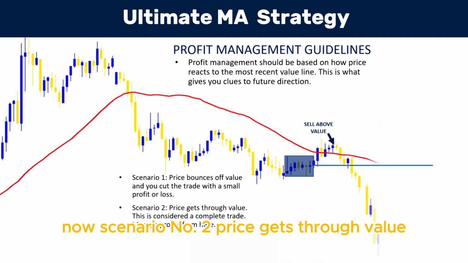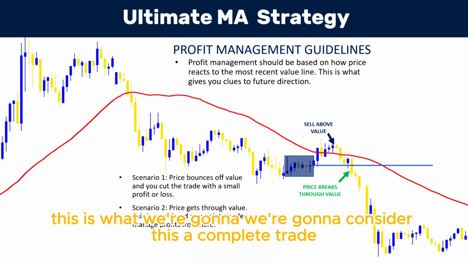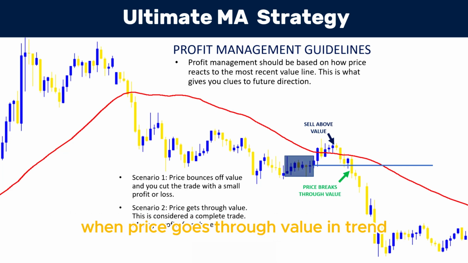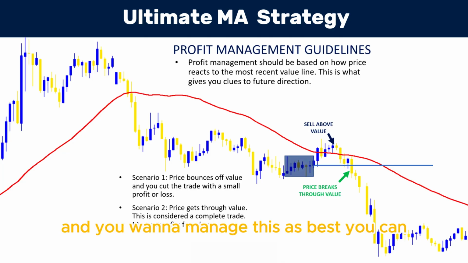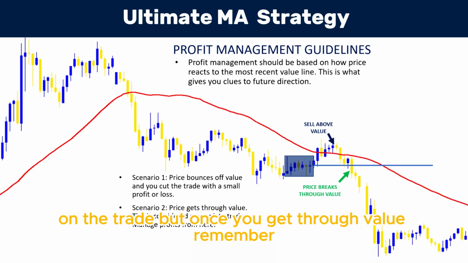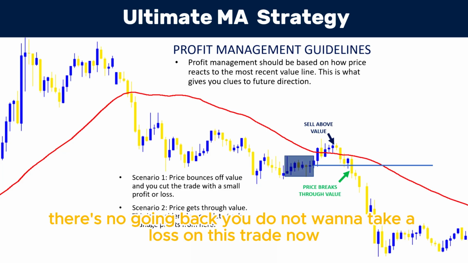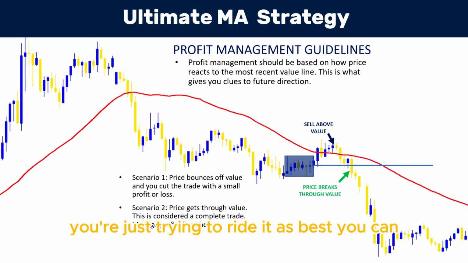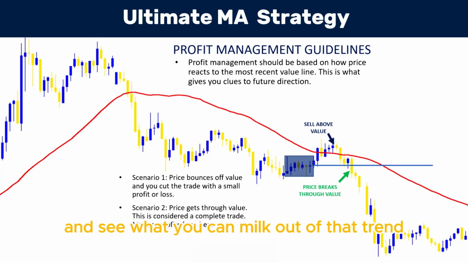Now, scenario number 2, price gets through value. We're going to consider this a complete trade. When price goes through value in trend, now you're in the profit zone, and you want to manage this as best you can to see as big of a profit as possible on the trade. But once you get through value, remember, there's no going back. You do not want to take a loss on this trade.